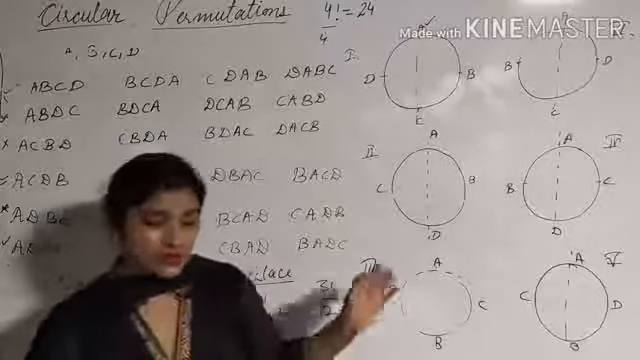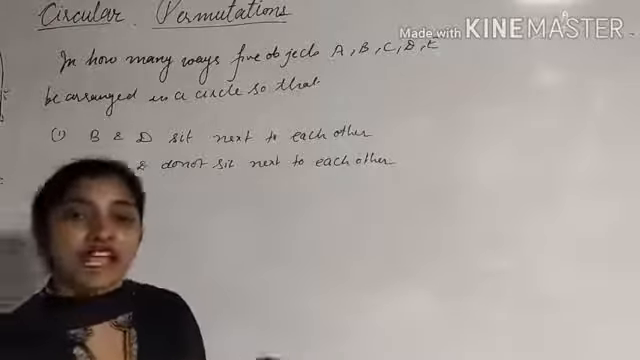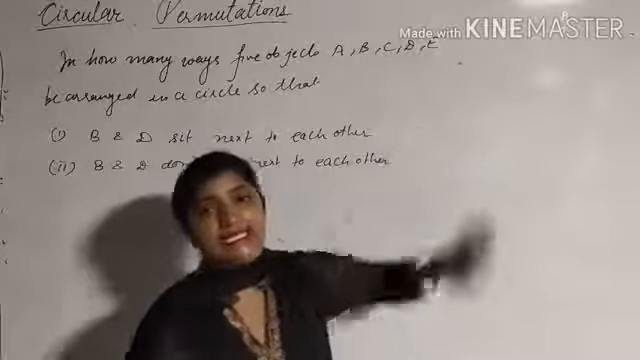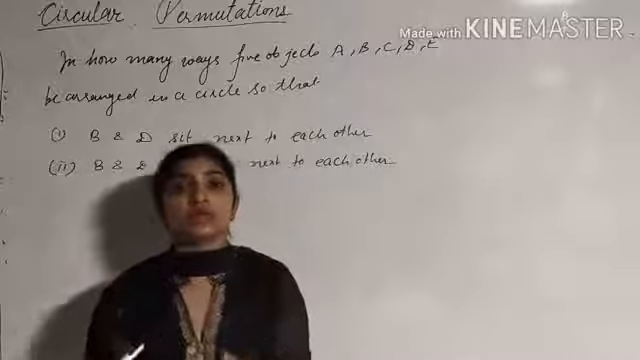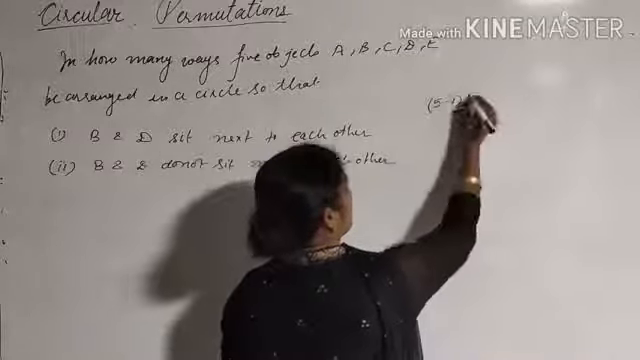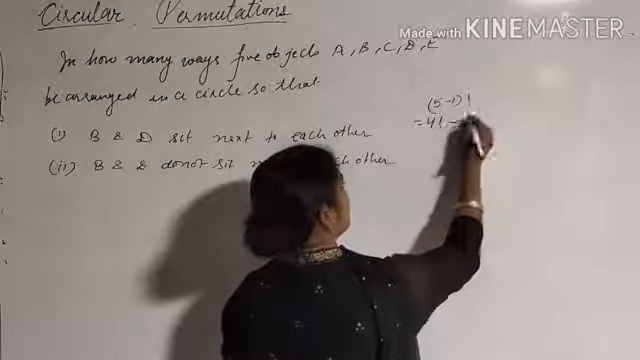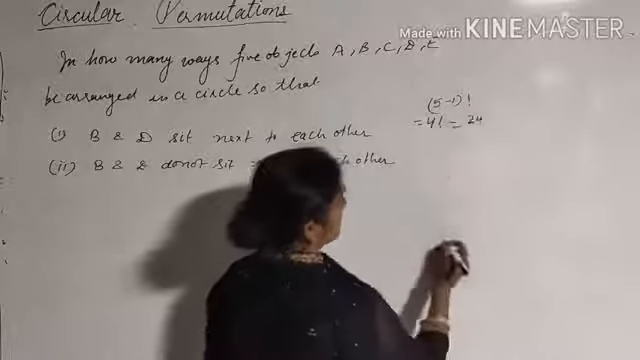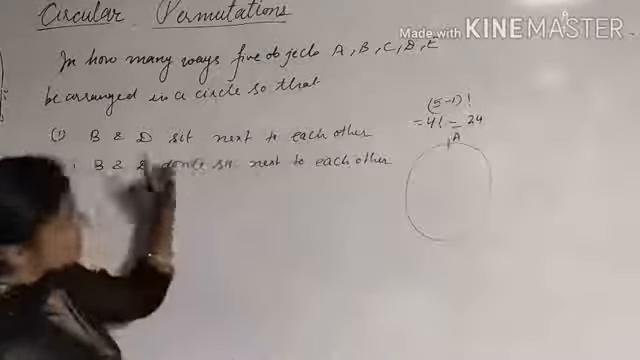So let's now do some practical problems related to that. We want to arrange the 5 objects A, B, C, D, E around a circle. So it's very clear that the total number of arrangements is 5 minus 1 factorial, that is 4 factorial, which is 24. A, B and D sit next to each other.